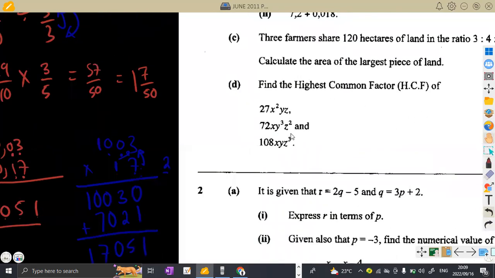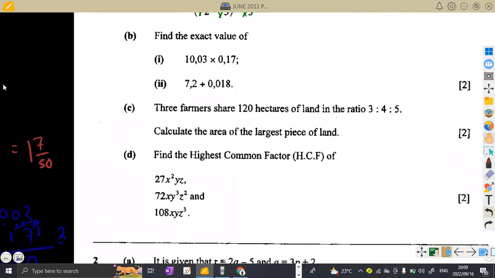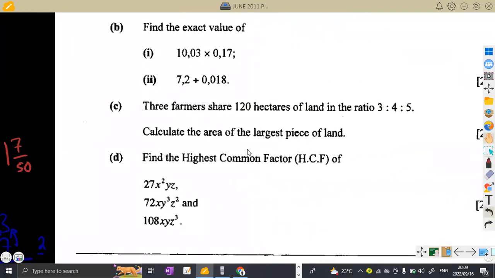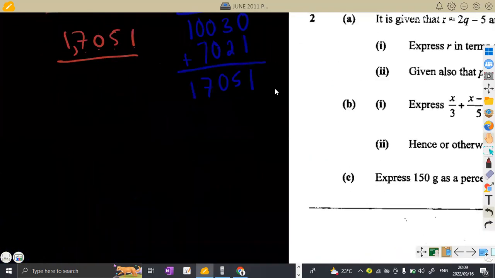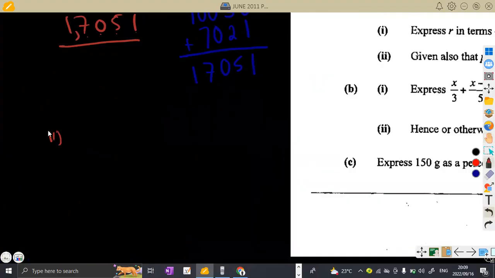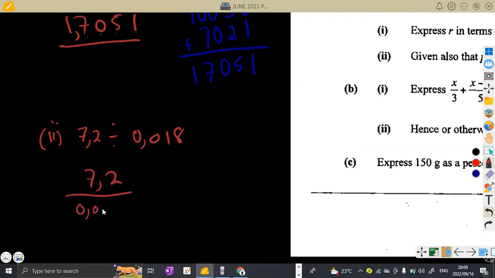Okay, so let us see the other part. 7,2 divided by 0,018, that's a division there. So you're dividing 7,2 by 0,018. So this is B item 2. In this case, I'm just going to write it as a fraction, like 7,2 over 0,018. So I've got 3 digits after the comma, actually 1, 2, 3. Which means I'm going to multiply by 1,000 here.